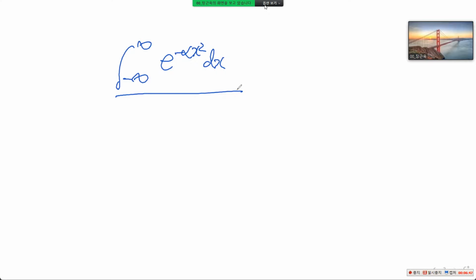Does any student know how we can calculate this? That is easy.